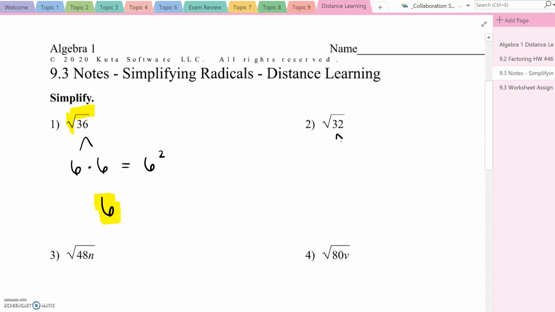So when we're trying to come up with numbers that multiply to 32, they don't have to be anything special. We just want them to divide 32 perfectly. So one number that I think of off the top of my head is 4. 4 times something is 32.